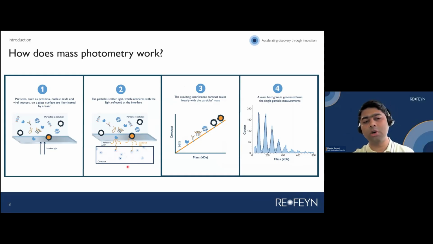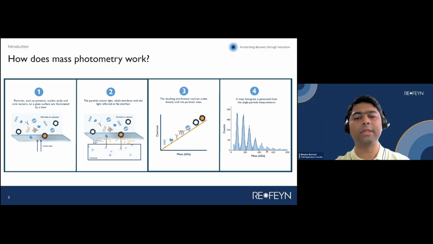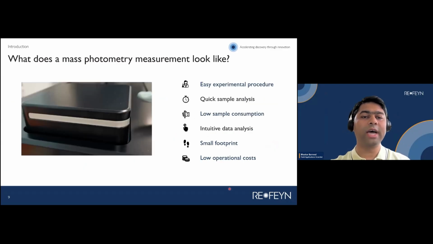So we take advantage of calibrants whose molecular weight is known, and we draw a nice standard curve between the contrast and the mass. And at the end of the day, what we get is a histogram between counts and the mass, counts being on the y-axis and mass on the x-axis. What you get from here is the molecular weight and the relative abundance of all the species present in the sample. So that's the core principle behind it. And with this, let's see what a mass photometry measurement looks like.